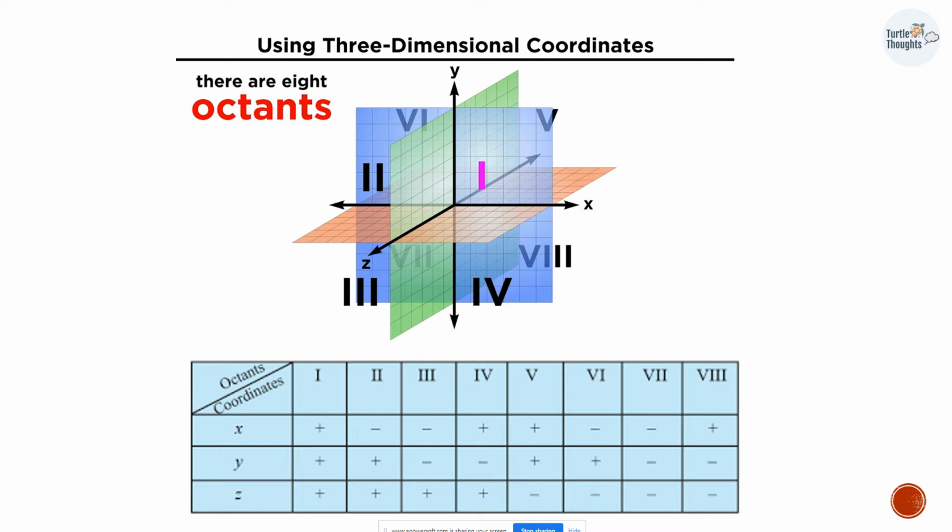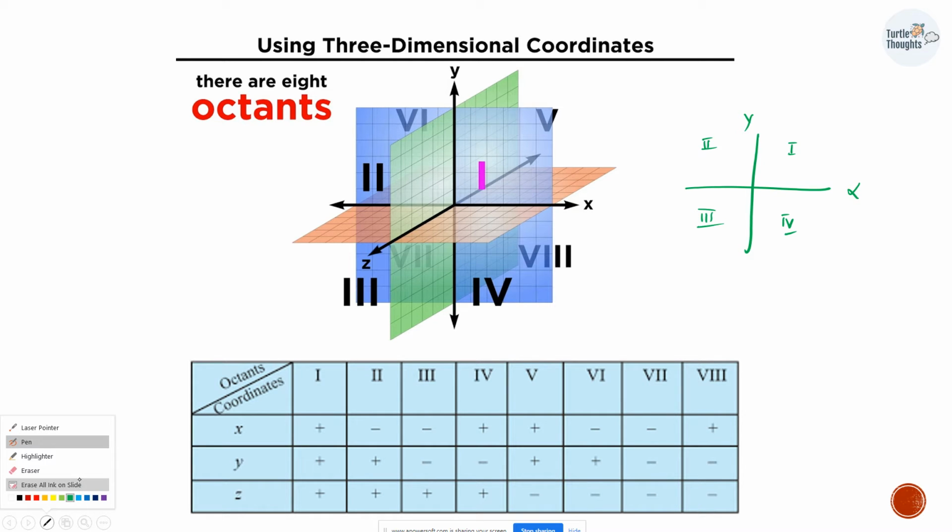In 2D geometry, we had quadrants, right? We had our x-axis, y-axis; this was called the first quadrant, this was called the second quadrant, third quadrant, and fourth quadrant. Similar to our quadrants, we have octants in three-dimensional geometry.